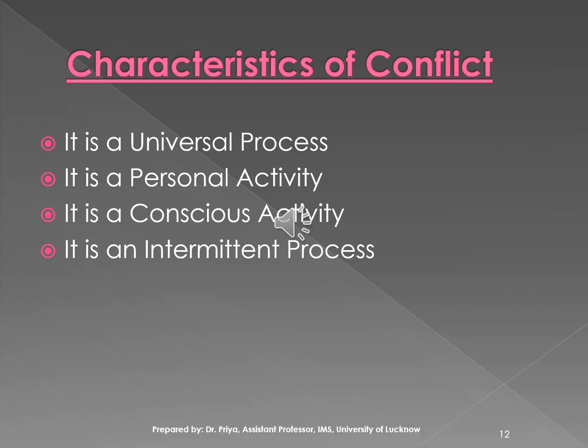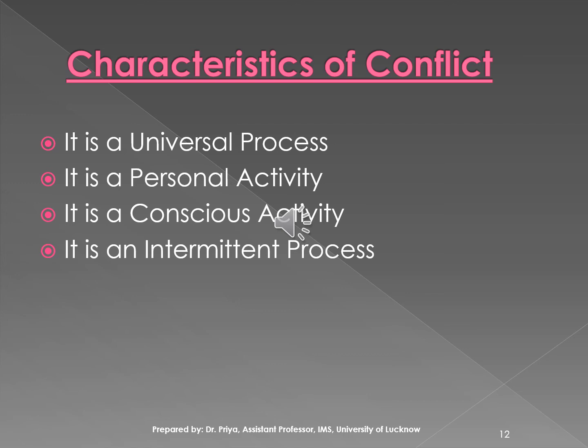Conflict is an important form of social process. It is a part of human society. The main characteristics of conflict are as follows. The first one: it is a universal process. Conflict is an ever-present process. It exists at all places and at all times. The cause of the universality of conflict is the increase of man's selfishness and his materialistic tendency.